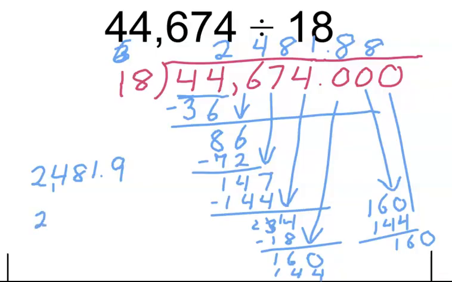Or we could put 2,481.8 with a line over the 8 means it's repeating decimal forever. So either one of those would be good answers for this one.